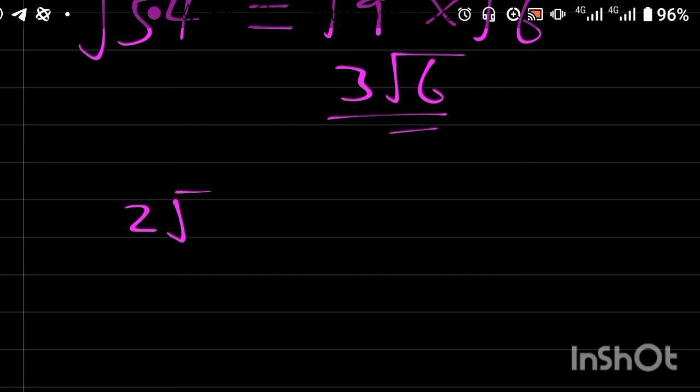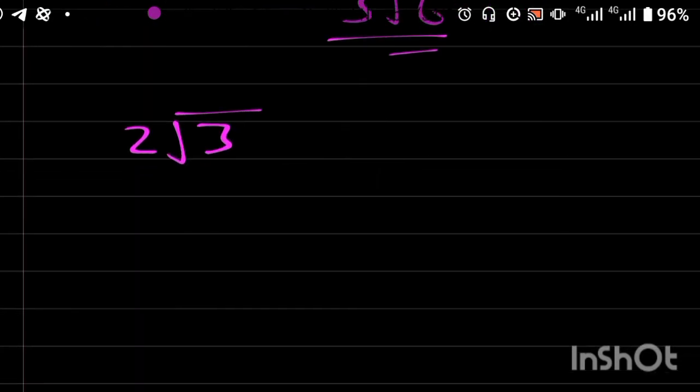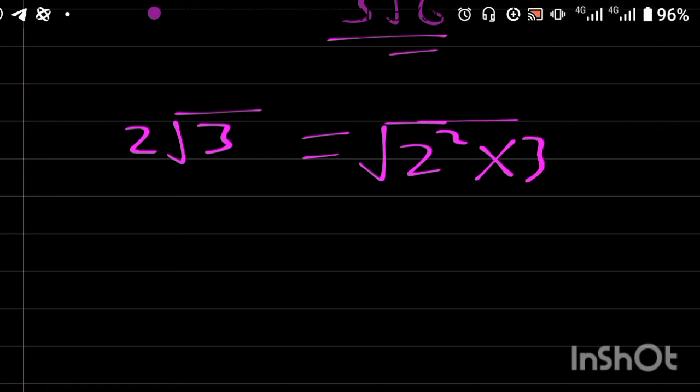Take for instance, I have 2 root 3. Converting it backward, just know that this 2 is coming from inside the square root. To take it back inside the square root, you just say square root of 2 square, then times 3, because square root of 2 square is 2.